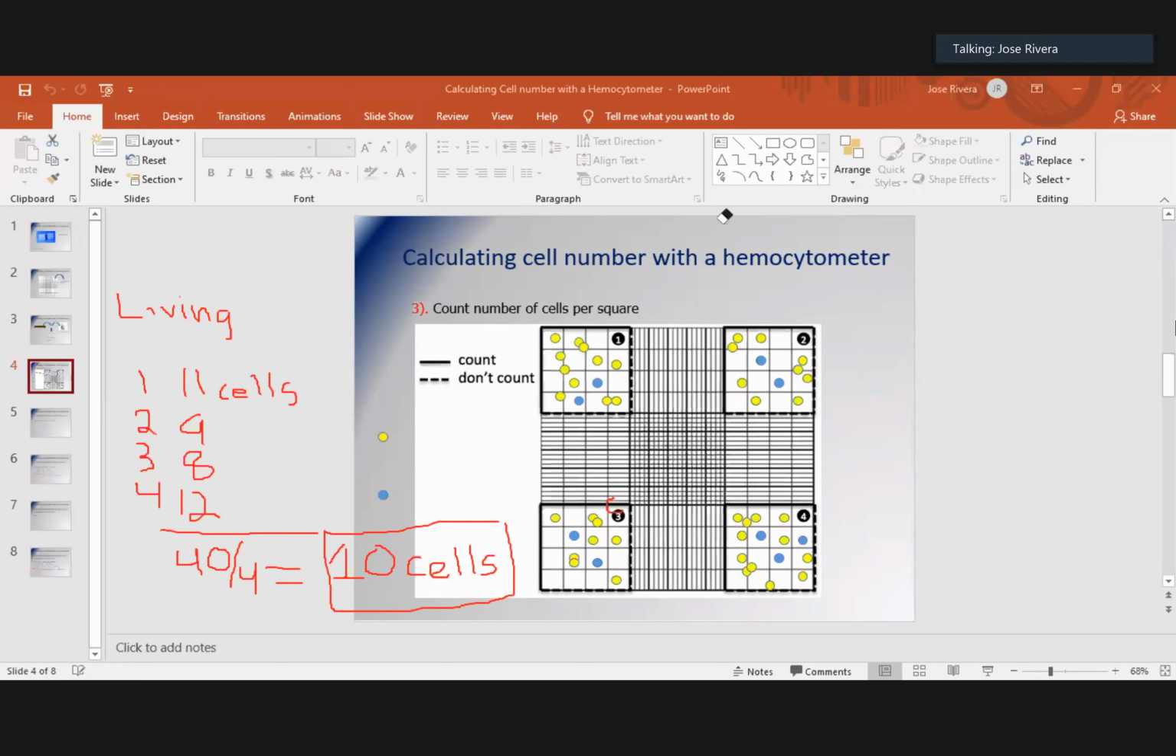Any cell that falls outside of these quadrants, so let's say that cells land here, you don't count them. You only count in here, because otherwise you have to multiply by a bigger number. Okay, so now you calculate the average cell number so far.